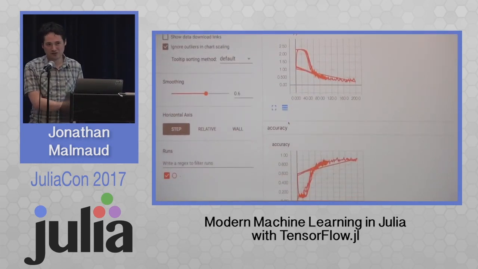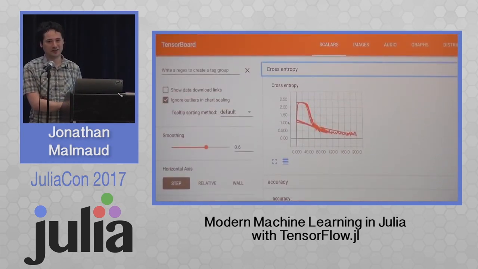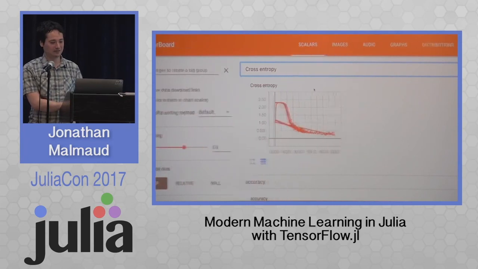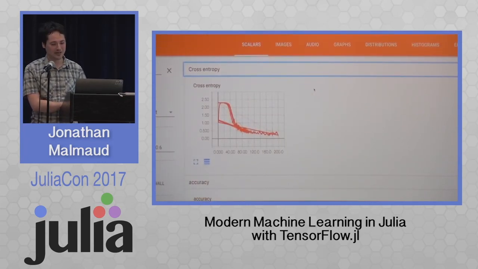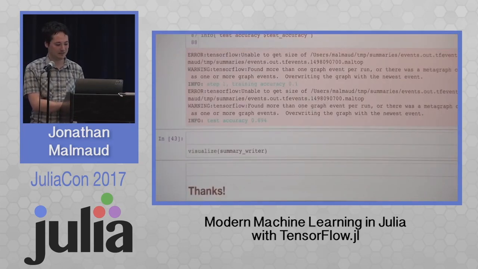So imagine how much work it would be for one person writing their own deep learning library for Julia to write something like this. That'd be a ton of work. But it's like hundreds of man-hours went into having really good visualization right out of the box. And you can benefit from that by using the wrapper.